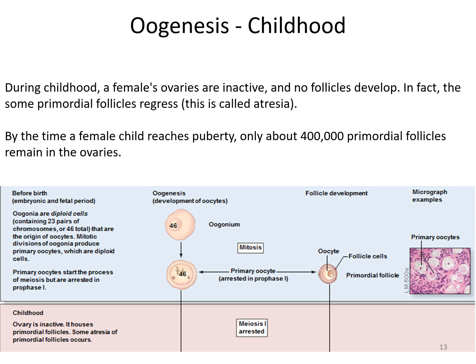Between the fetal period and puberty is, of course, childhood. During childhood, the female's ovaries are inactive, so there are no developing follicles at that point. In fact, a bunch of those follicles are going to regress. That's called atresia, so it's like they're dying off. Where they had 1.5 million in the fetal period, by the time they reach puberty they only have about 400,000 primordial follicles remaining in the ovaries.